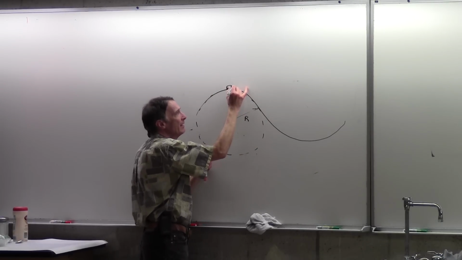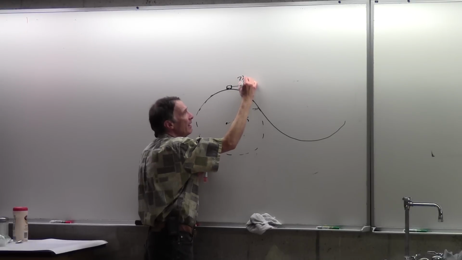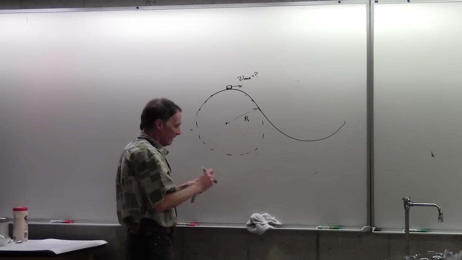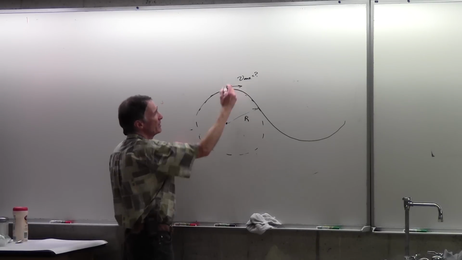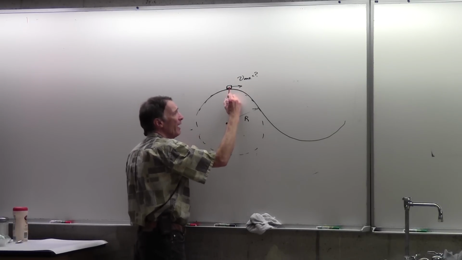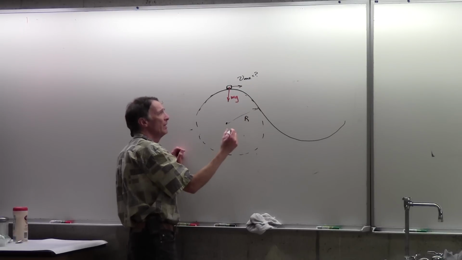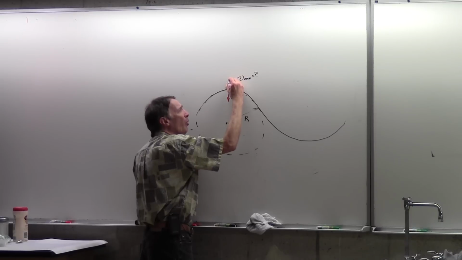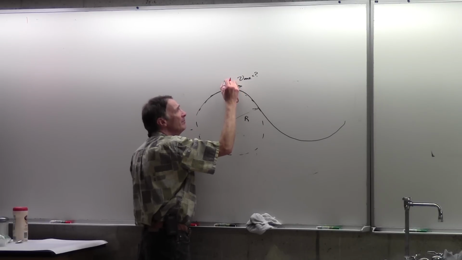So the idea is, what is Vmax? And the idea would be, let's say if the car was just sitting there, gravity would pull down, mg. And what about the normal force? The normal force would be holding this thing up.